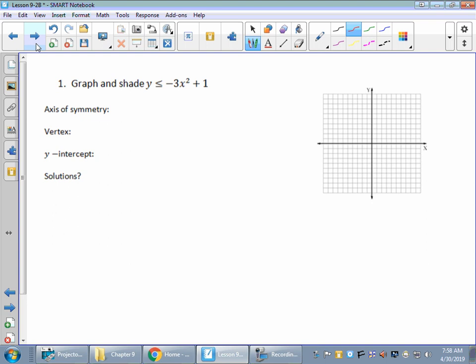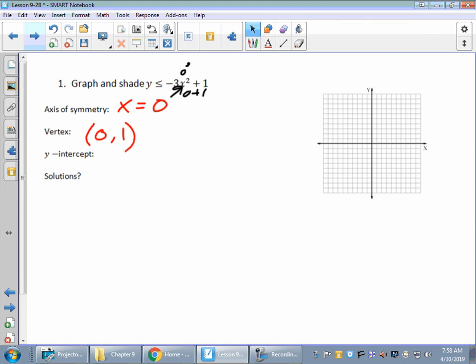There is no b value here, so I try negative b over 2a. Since b is 0, I know my axis of symmetry is going to be 0 right off the bat. That means the x coordinate of my vertex is 0. Then I can plug 0 into this x and get my y coordinate. 0 squared is 0, times -3 is 0, so 0 plus 1 gives me a 1. So my y coordinate would be 1.